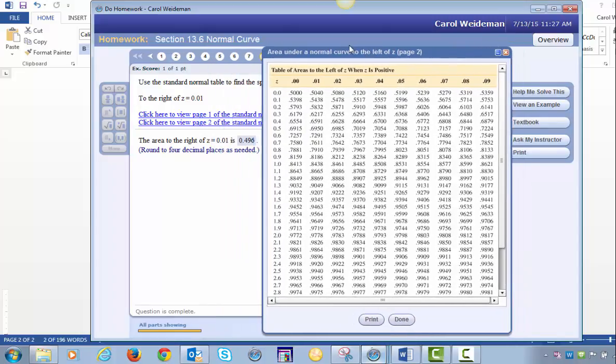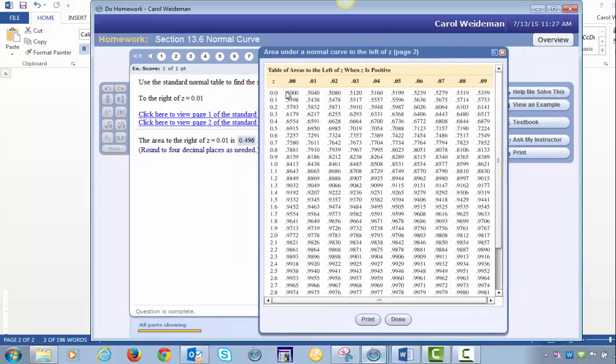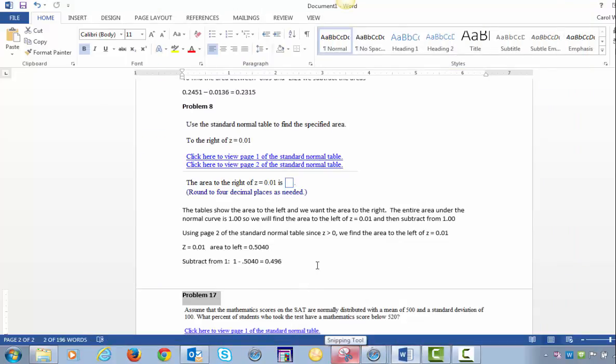And in this case we're doing 0.01, so it's 0.5040 is the area to the left, but we want the area to the right. So to get the area to the right, the whole area under the curve is 1, so we're going to subtract the area to the left from 1, and that will give us the area to the right, 0.496.